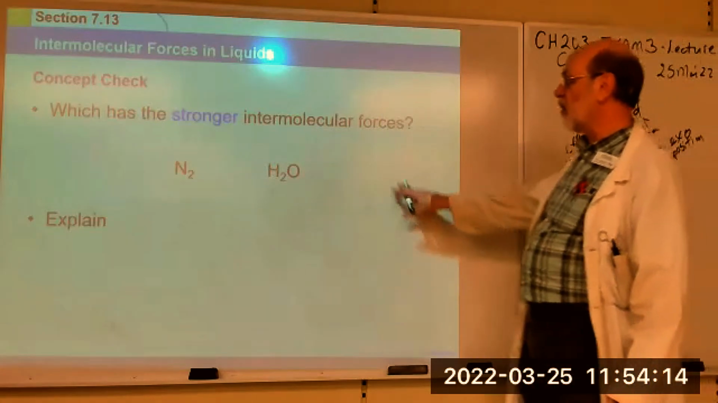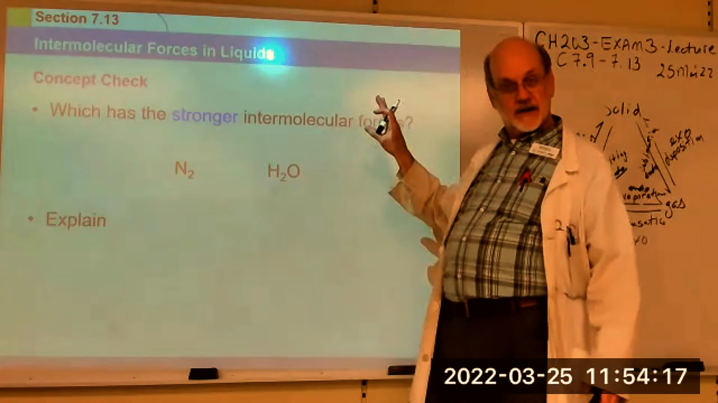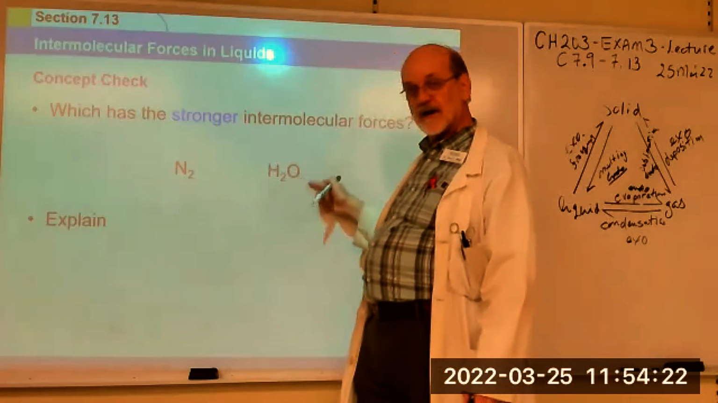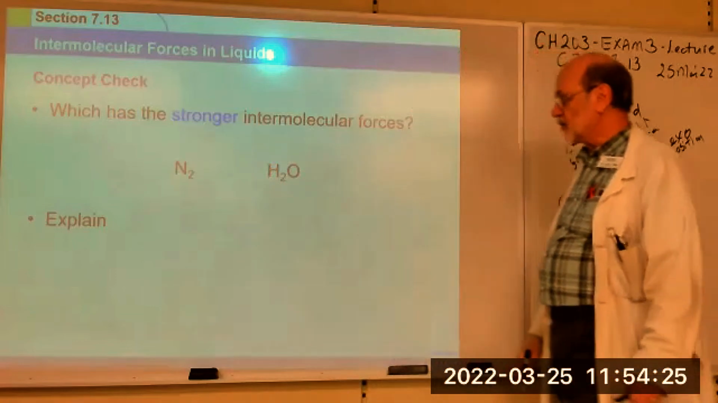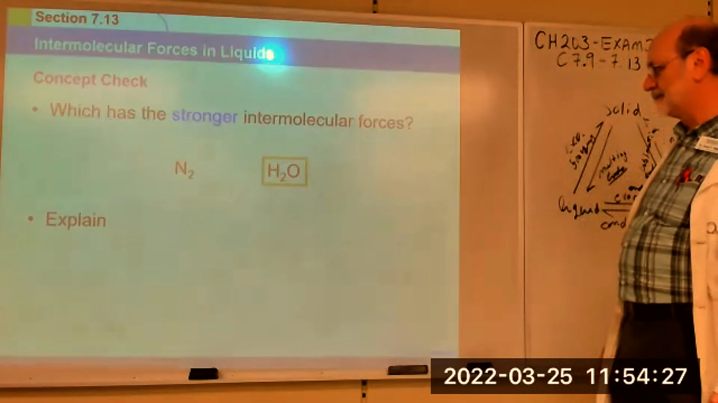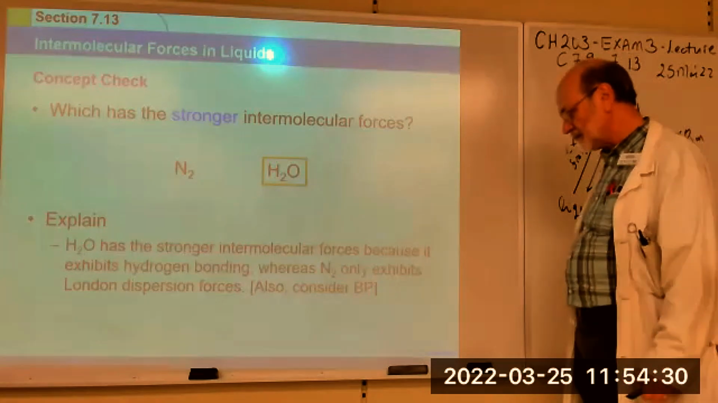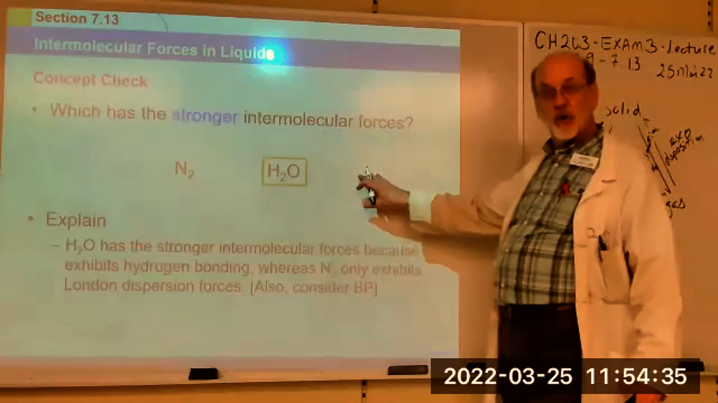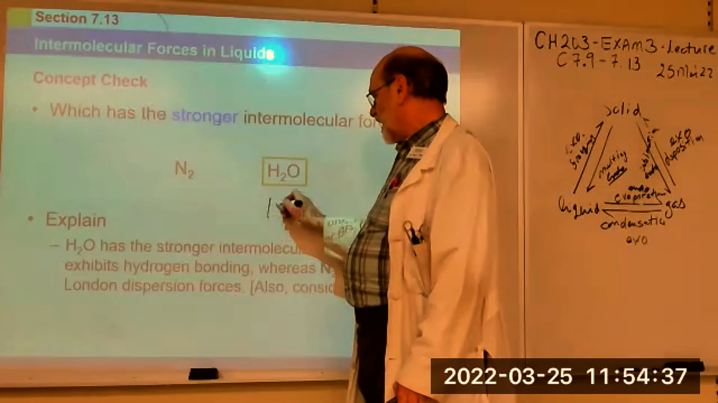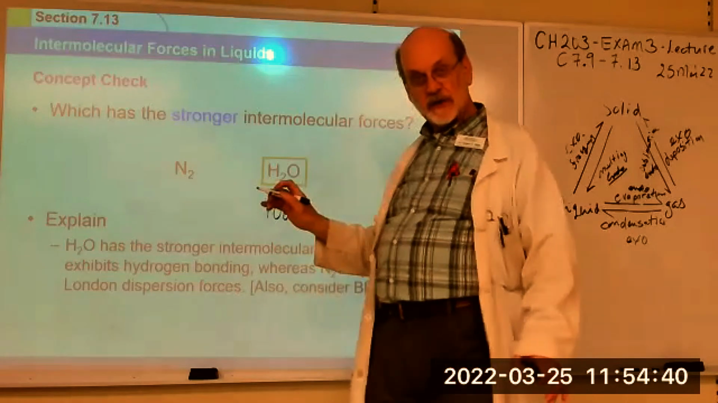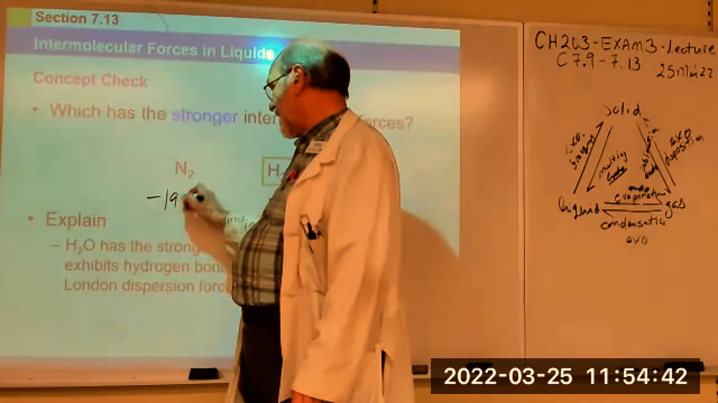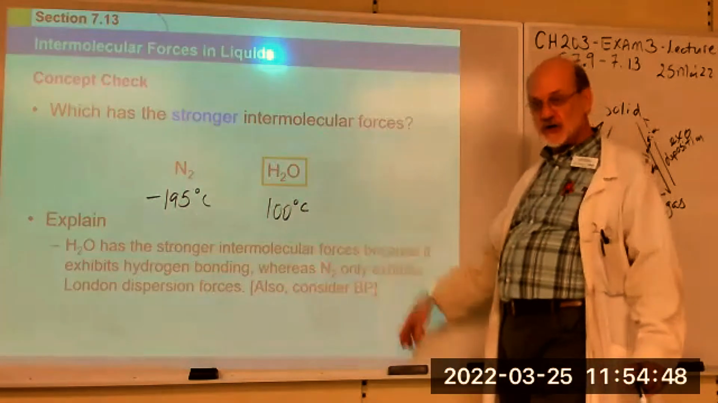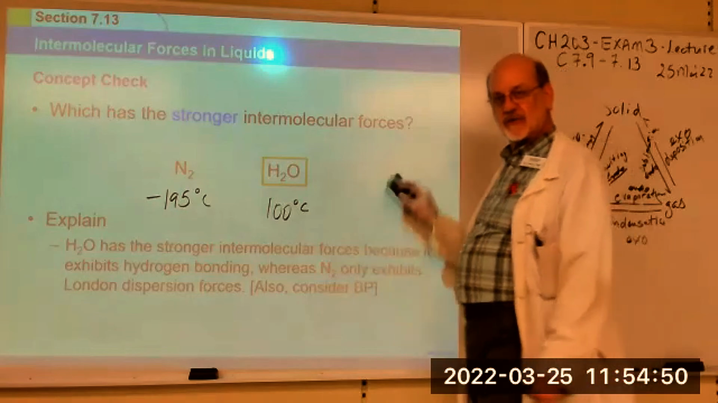Which one of these has the stronger intermolecular force? Which one is polar? Non-polar, polar. Water would have the strongest intermolecular forces available to it. And we can also tell from boiling point, right? This is 100 degrees, boiling point. This is minus 195 boiling point. That's a really good clue as to which one has the stronger intermolecular forces.